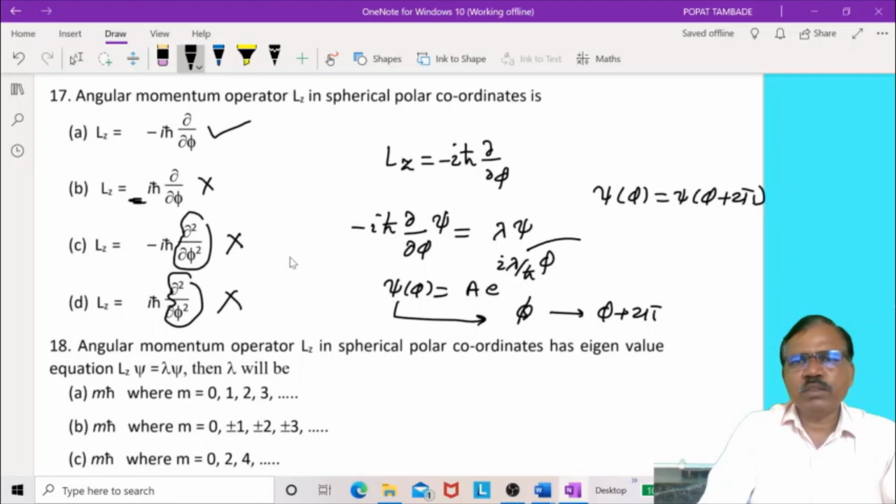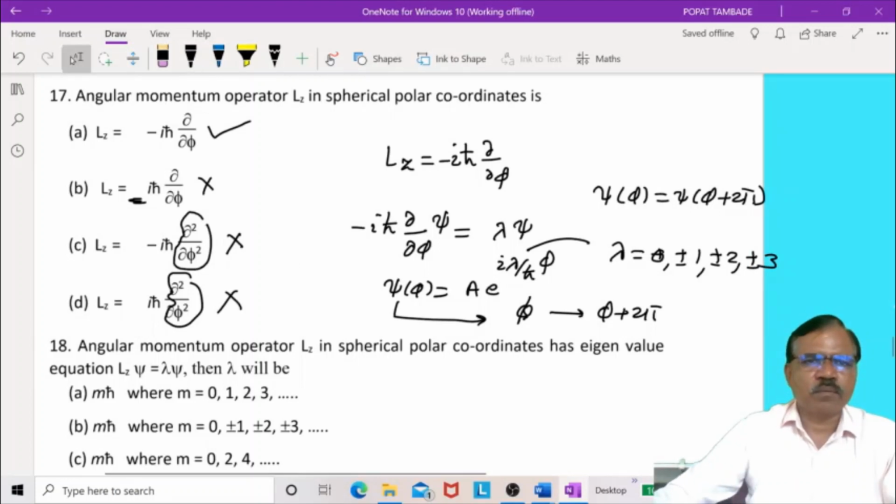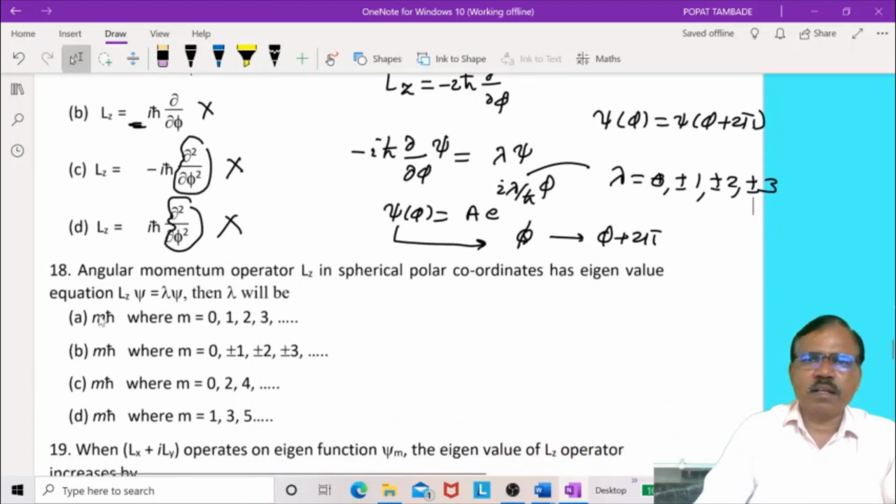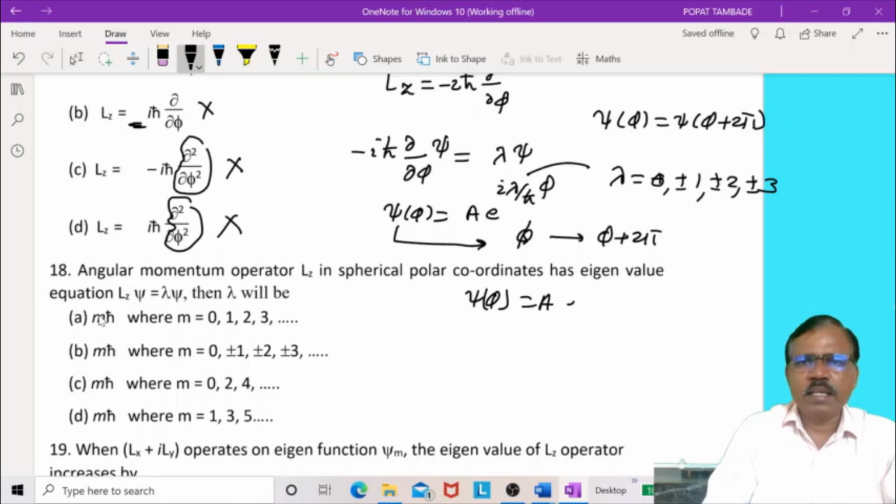So here from this we get lambda is equal to 0, plus or minus 1, plus or minus 2, plus or minus 3, and so on. So we write this as m, psi of phi is equal to A e raised to i m phi. So lambda is mħ with m equal to 0, plus or minus 1, plus or minus 2, plus or minus 3, and so on. So this second one is correct.